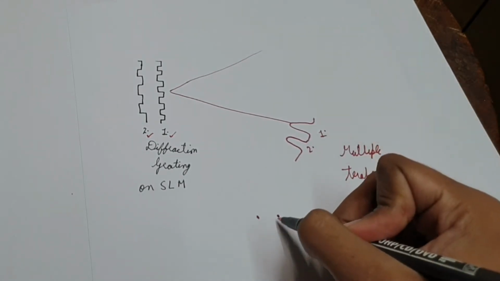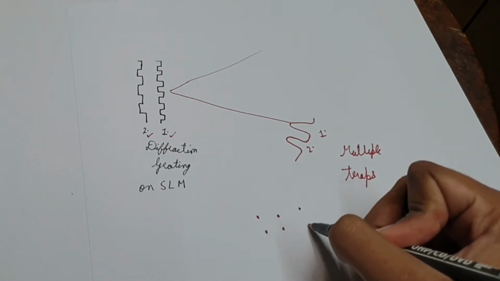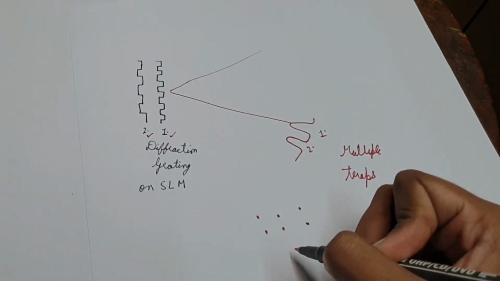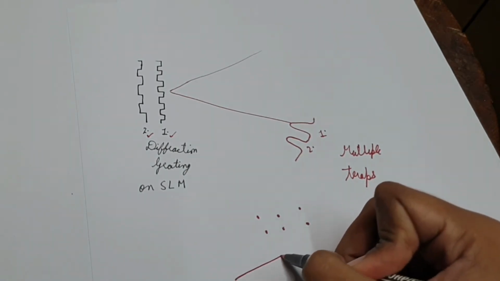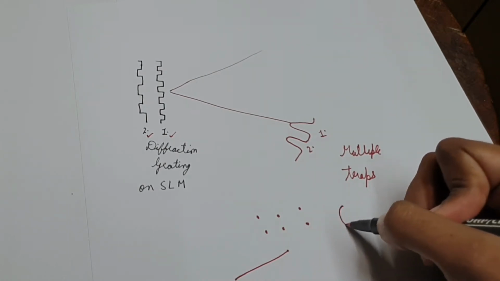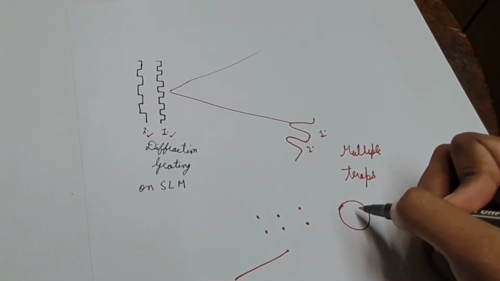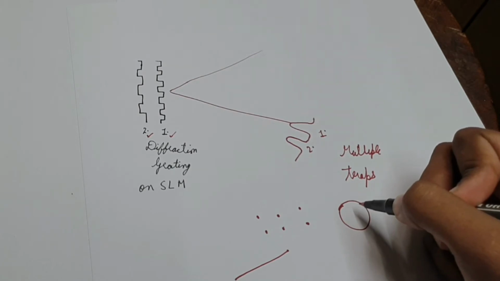In fact, we can have an array of traps where we can trap a lot of particles. Not only point traps, we can also have a line or a circle as a trap on which we can constrain our particles.